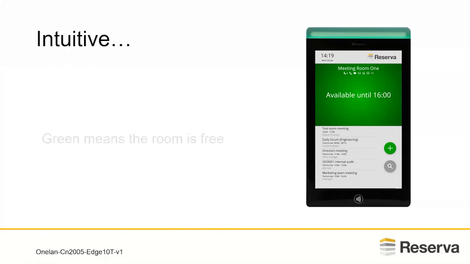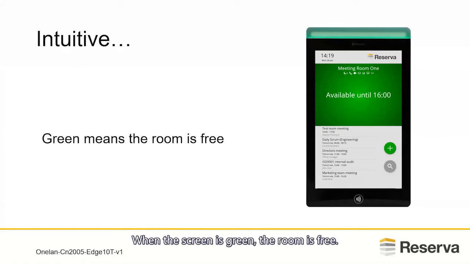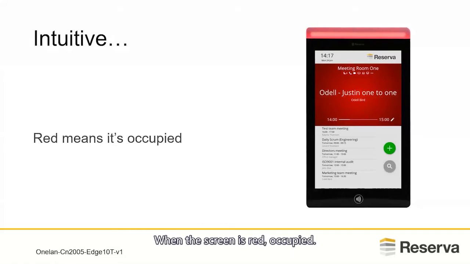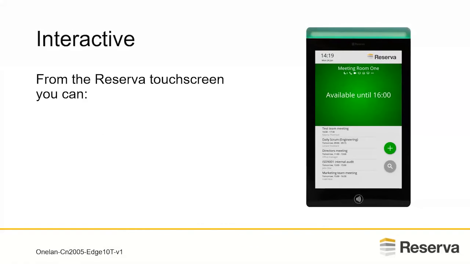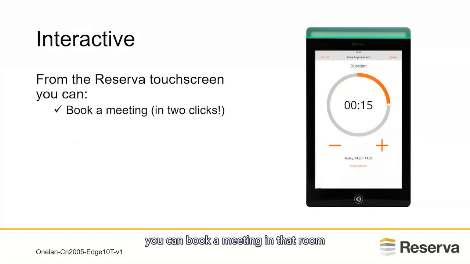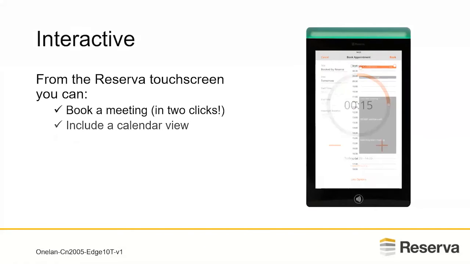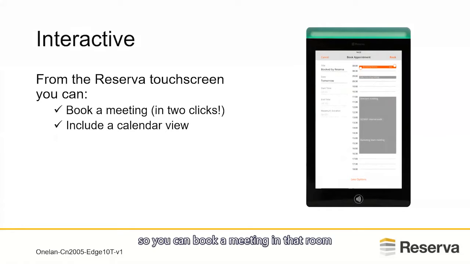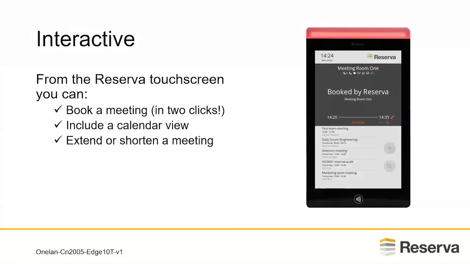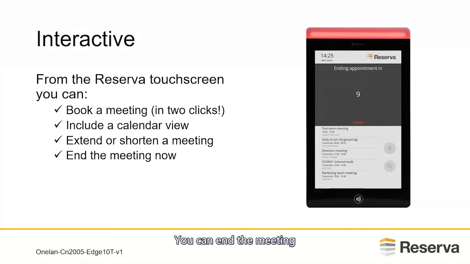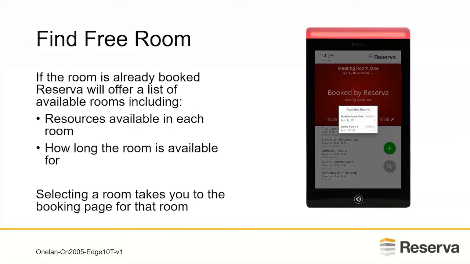Very intuitive. When the screen is green, the room is free. When the screen is red, it is occupied. On the screen itself, you can book the meeting in that room. You can access a calendar view, so you can book the meeting in that room, not for today, but for later. And you can shorten or extend the meeting. You can end the meeting. And you can also find a free room.